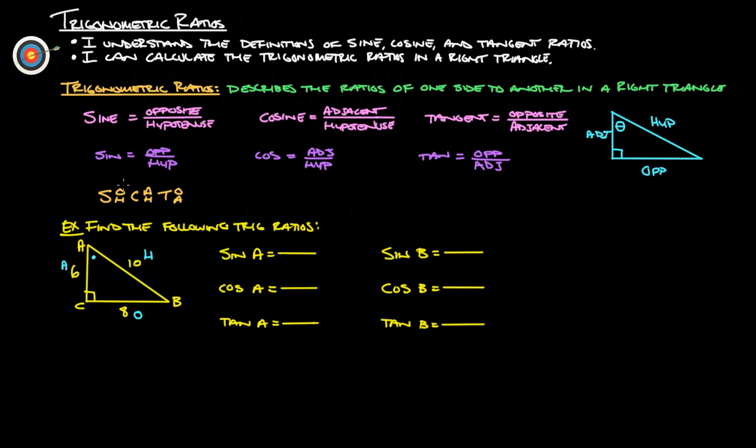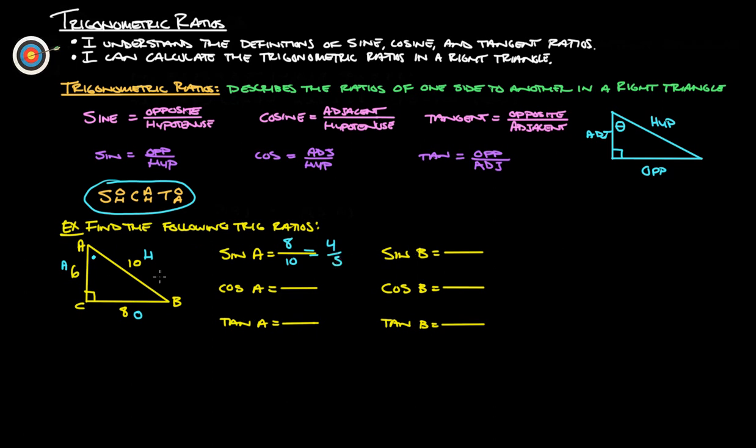I'm going to start using this one right here because it'll make our lives a little bit easier. So sine is opposite over hypotenuse. So opposite is 8, hypotenuse is 10. 8 over 10. Now, this can be simplified, so 8 over 10 turns into 4 over 5.